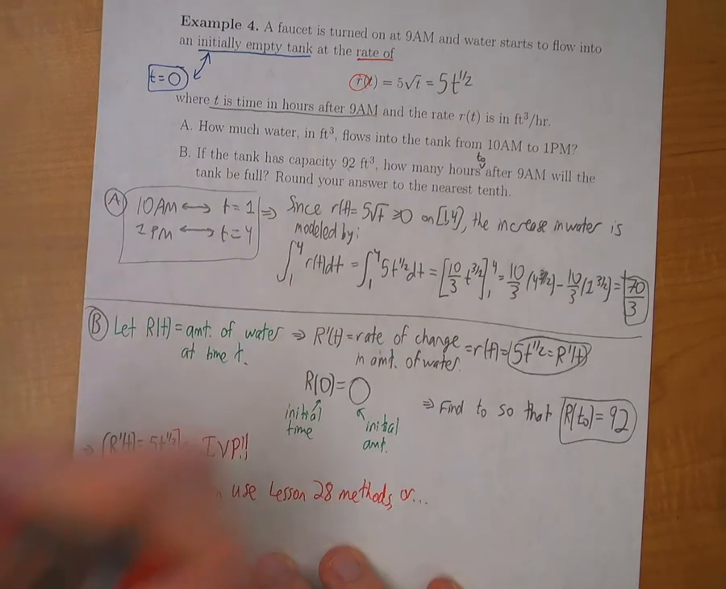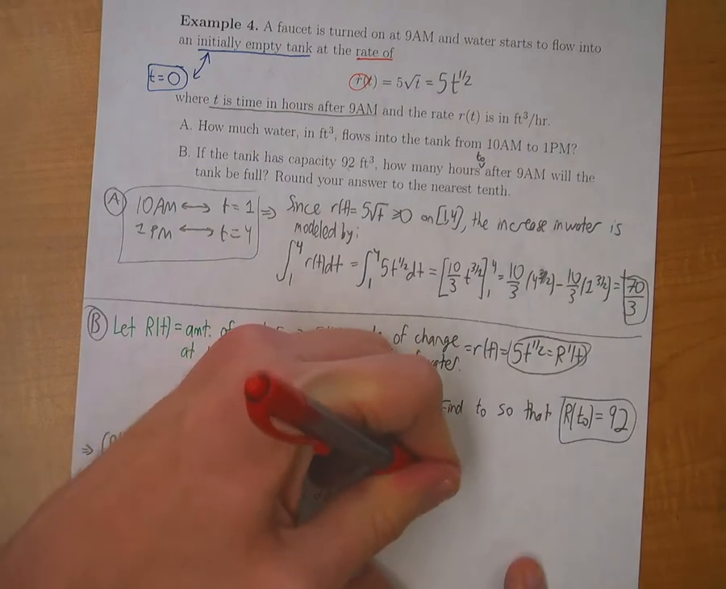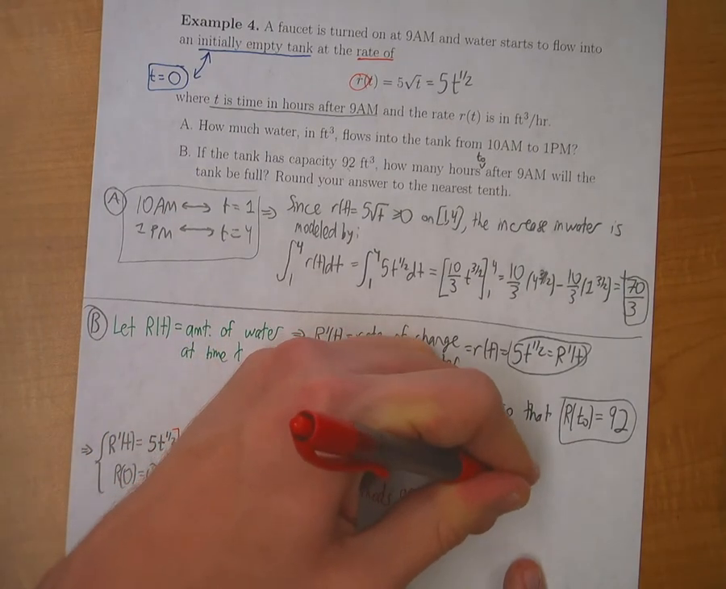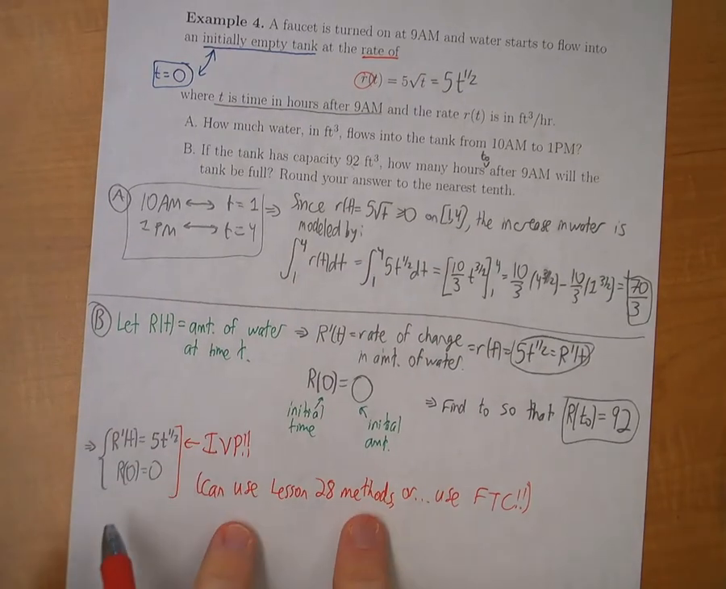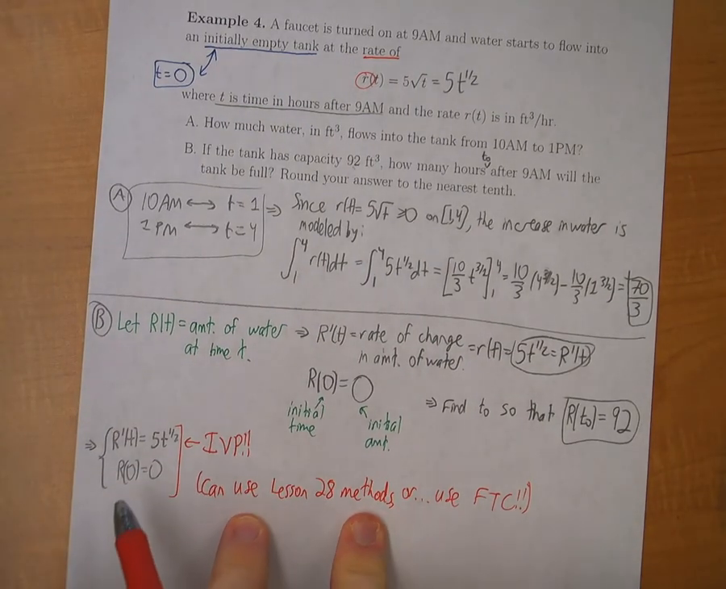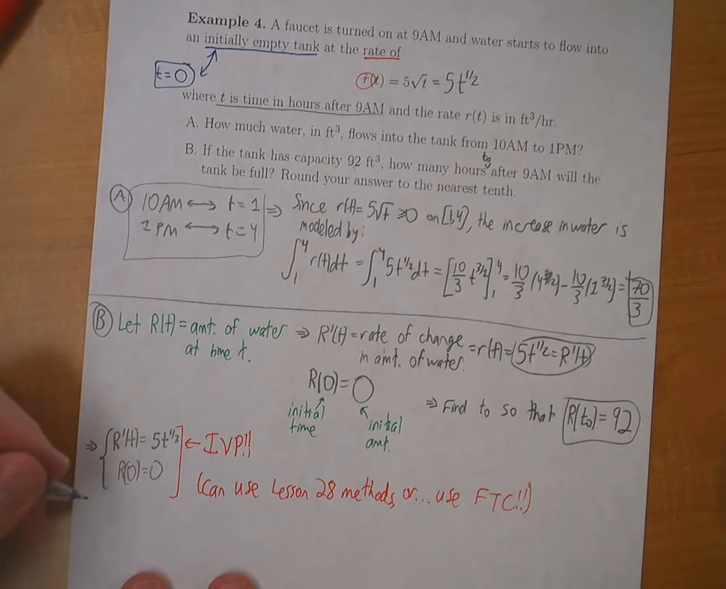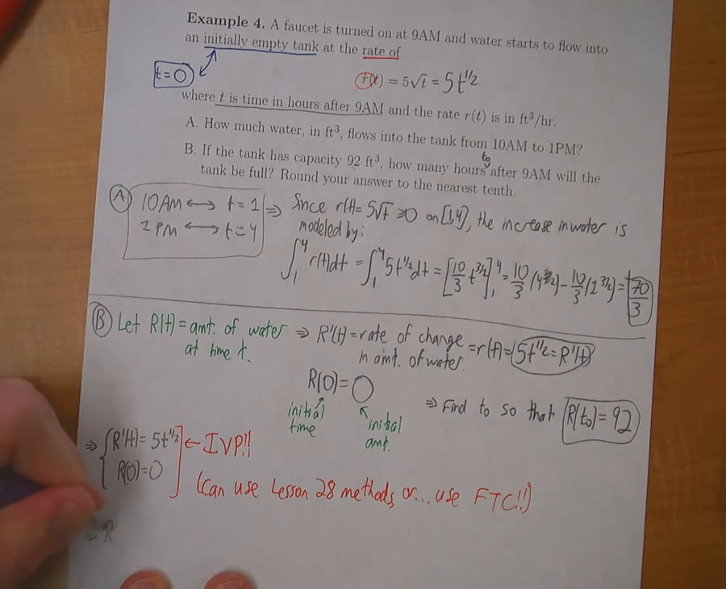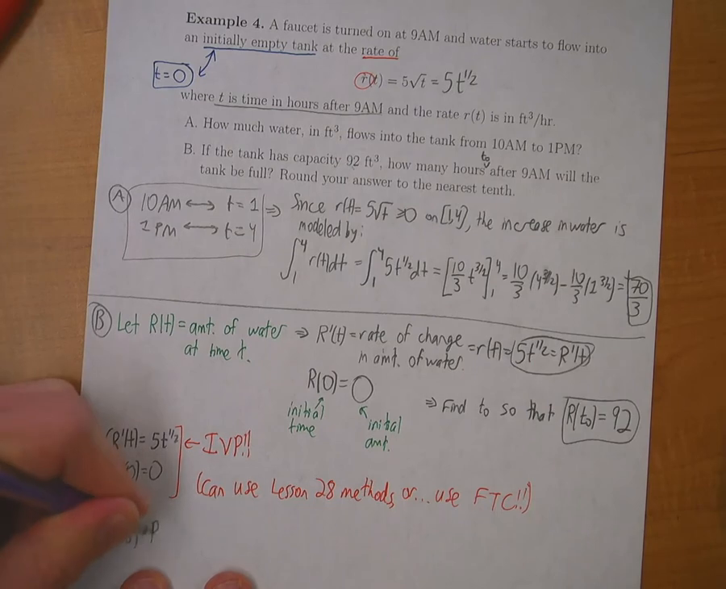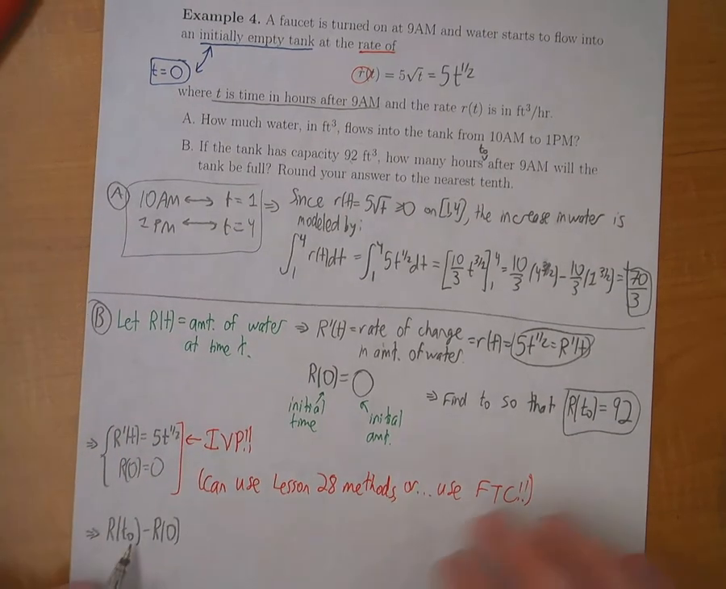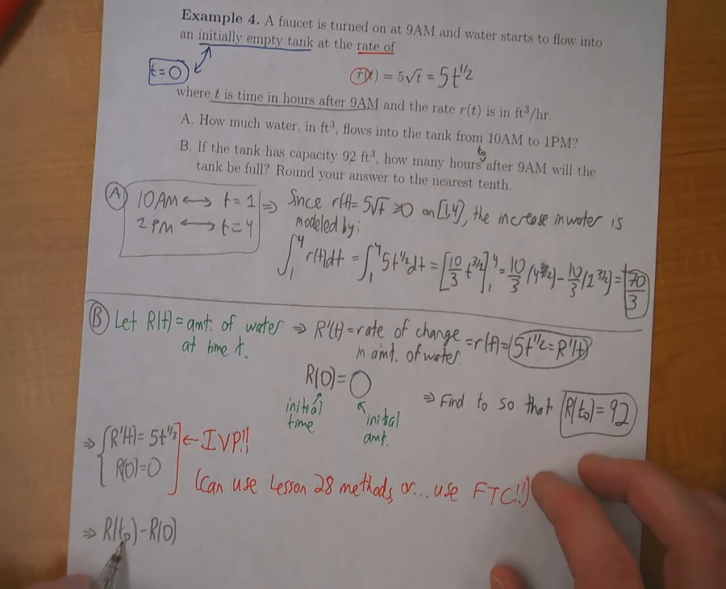Or here's another idea, which is just as valid: we can use the fundamental theorem of calculus. If you want to try using the initial value problem methods from lesson 28 on your own, you can do that. But I'm going to use the fundamental theorem of calculus to stress a few things that could be useful here. So here's what we get. We have R of t naught minus R of 0, because we ultimately want to work with R of t naught, and because we know what the initial amount is, we can work with R of 0.